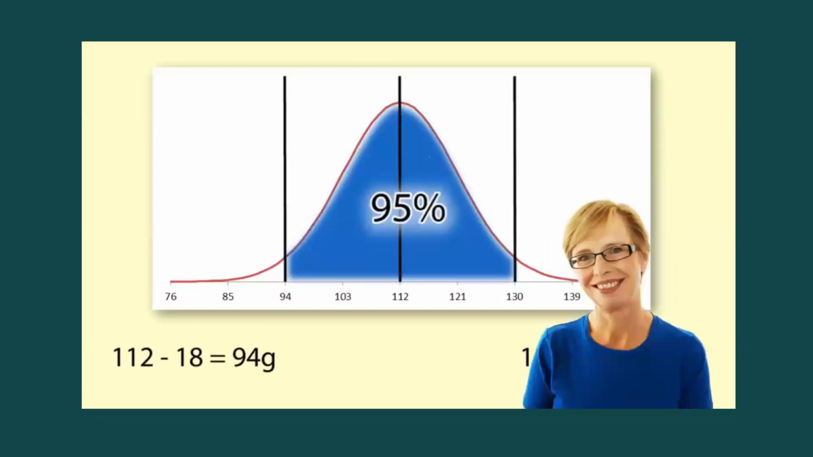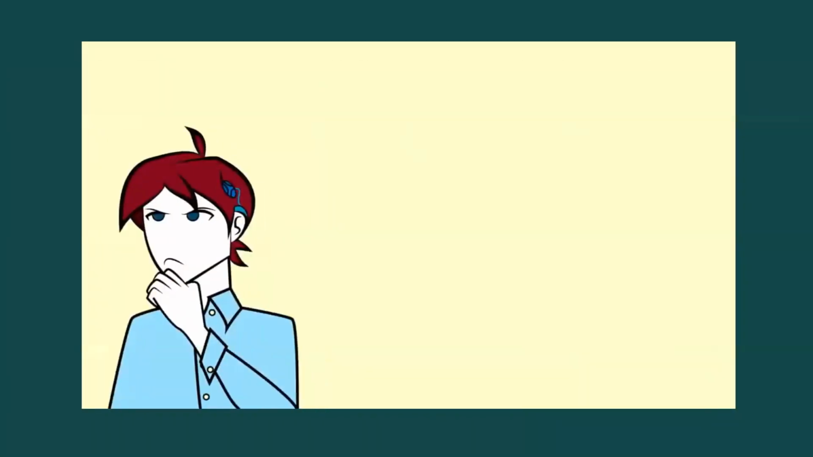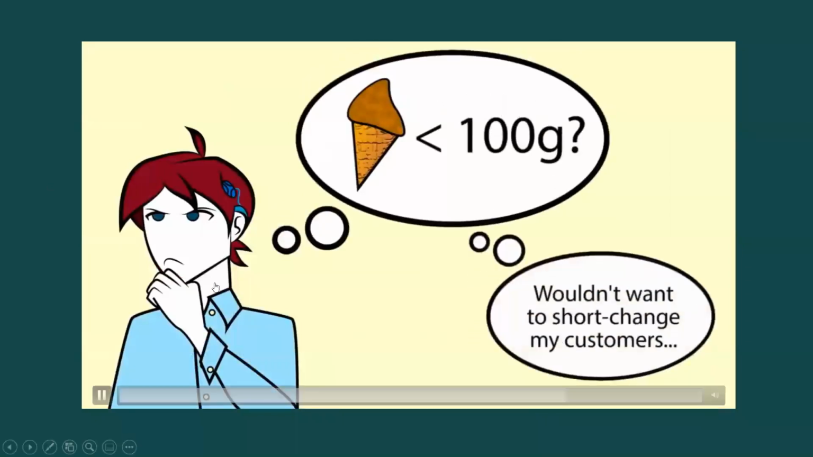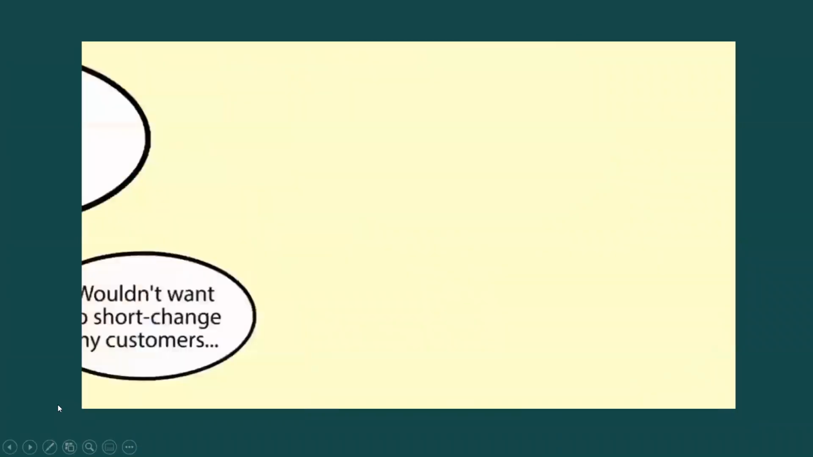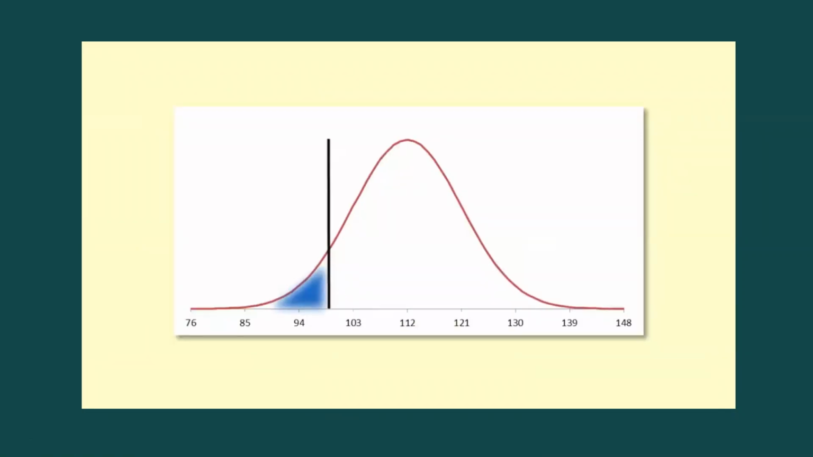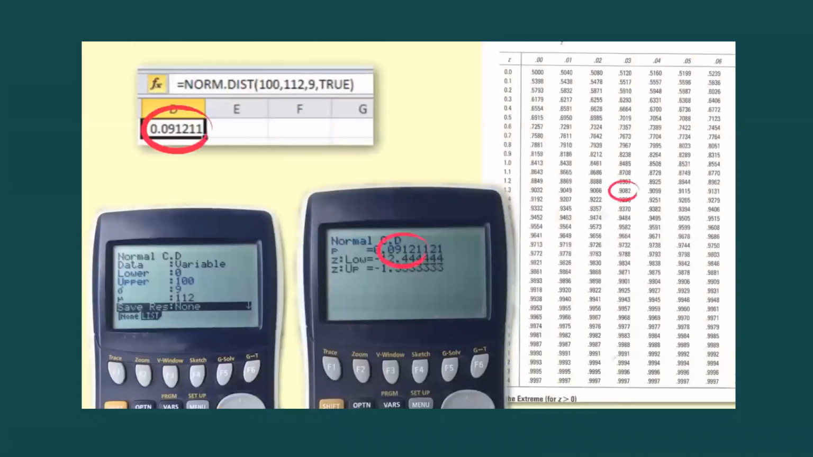We can find out the probabilities of other values too. Luke wants to know what proportion of his ice creams are likely to weigh less than 100 grams. So we want to find the probability that x is less than 100, which is represented by the area under the graph to the left of the line going up from the number 100. We can use a calculator, a spreadsheet or tables and find the value 0.091.